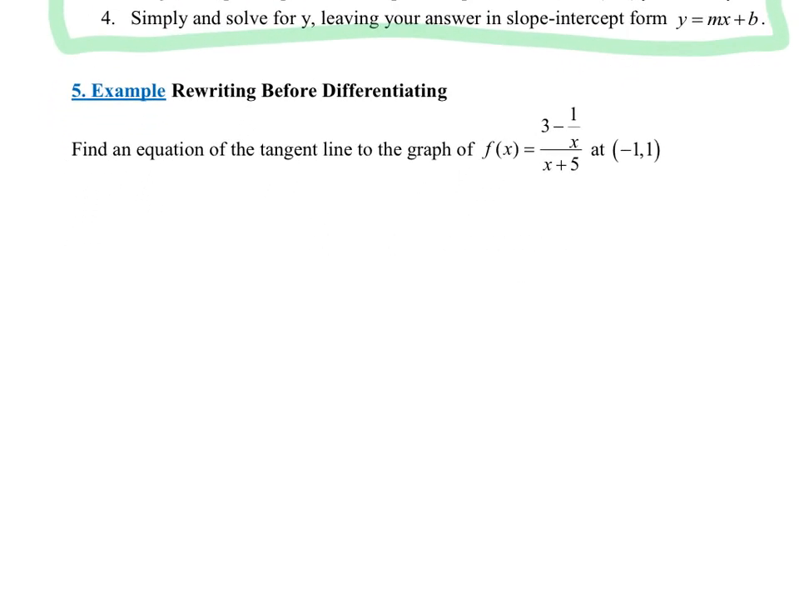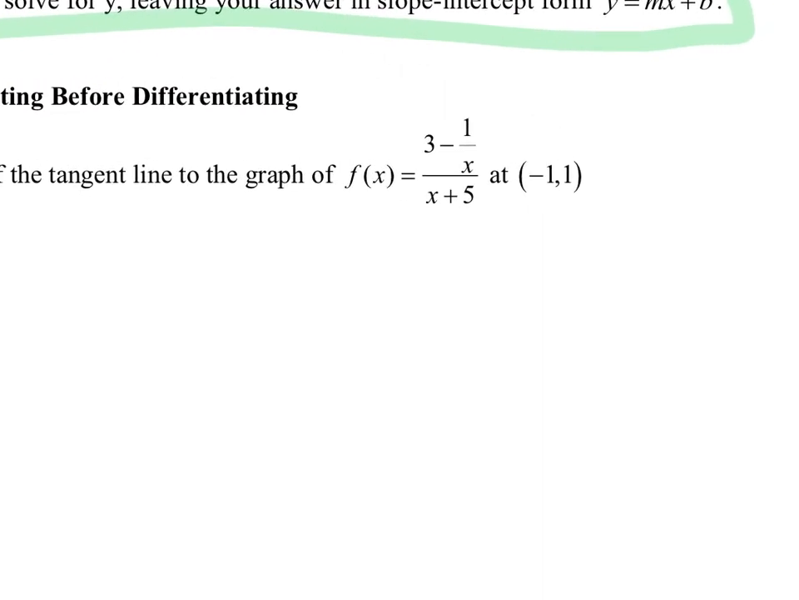All right, example 5. This one looks really ugly. We'll work together to figure this out. Hopefully you did the review module, which will help you get through some of this problem with me. So it says, find the equation of the tangent line of f of x equals (3 minus 1 over x) all over (x plus 5) at the point negative 1, 1. So the first thing, awesome, already done. We know the point.